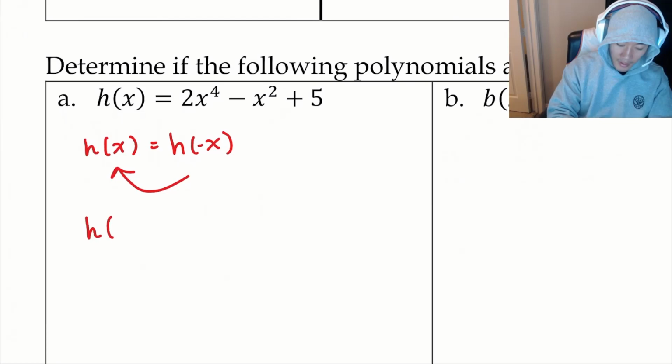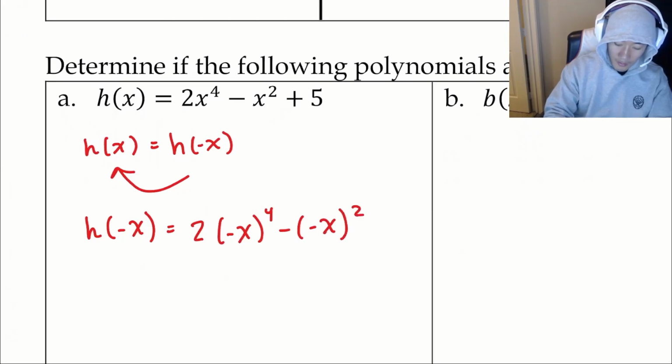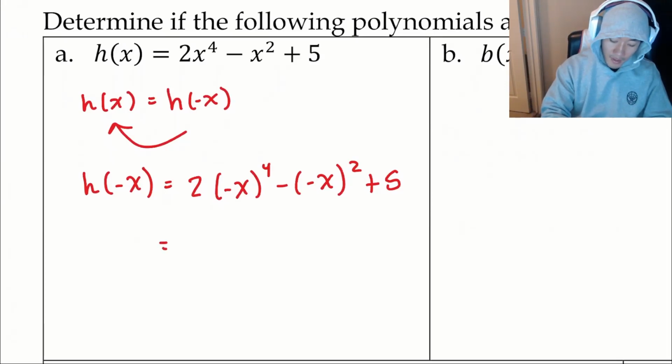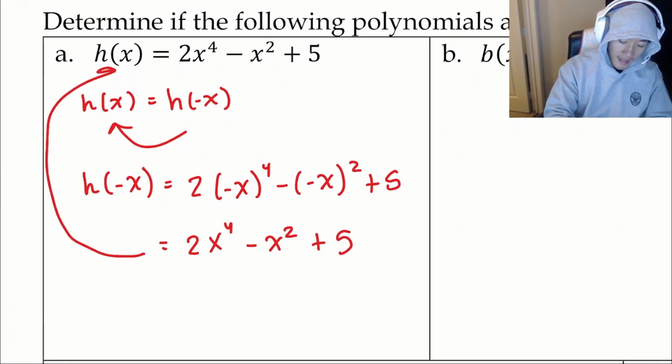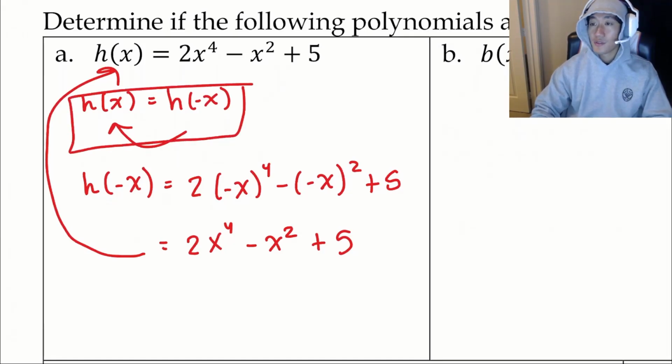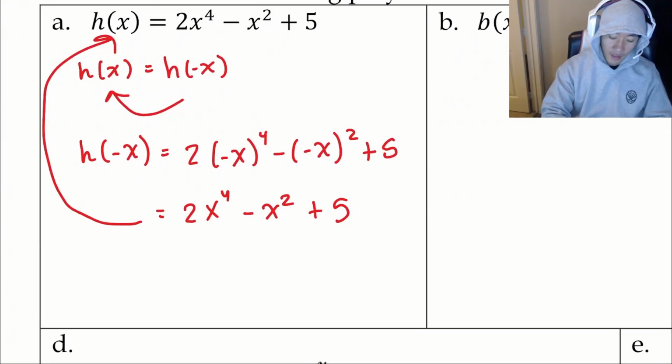So I'll plug in h of -x. That's equal to 2 times -x to the power of 4 minus -x squared plus 5. At this point, I'll just simplify. This ends up leaving me 2x to the power of 4 minus x squared plus 5. And so the resulting function is exactly the same one that we had at the beginning. So the statement that we claim, that it is an even function, is true. So I can claim that this function here is an even function.